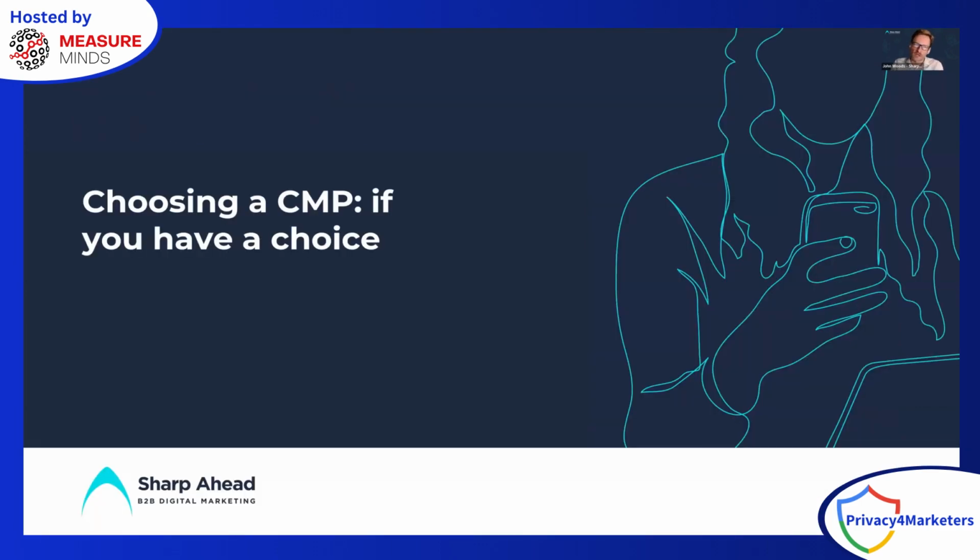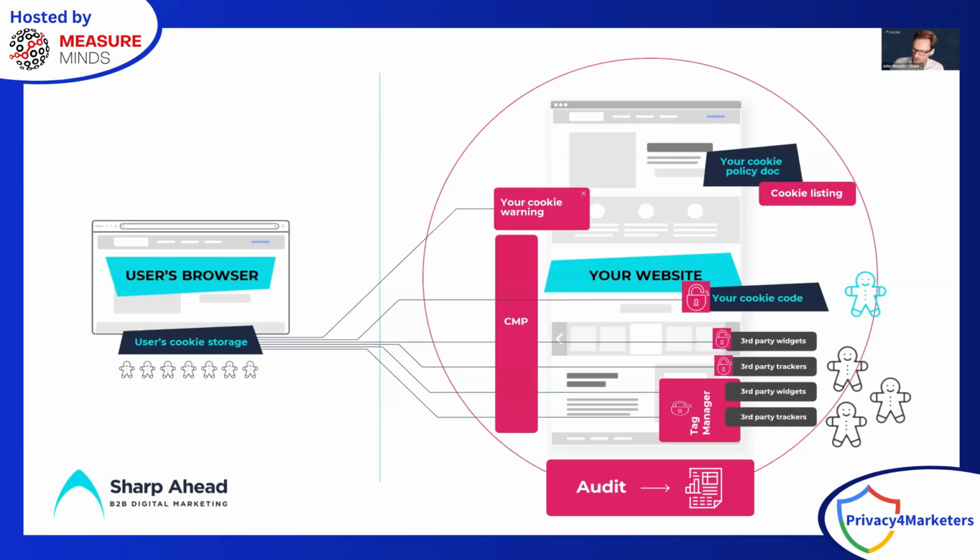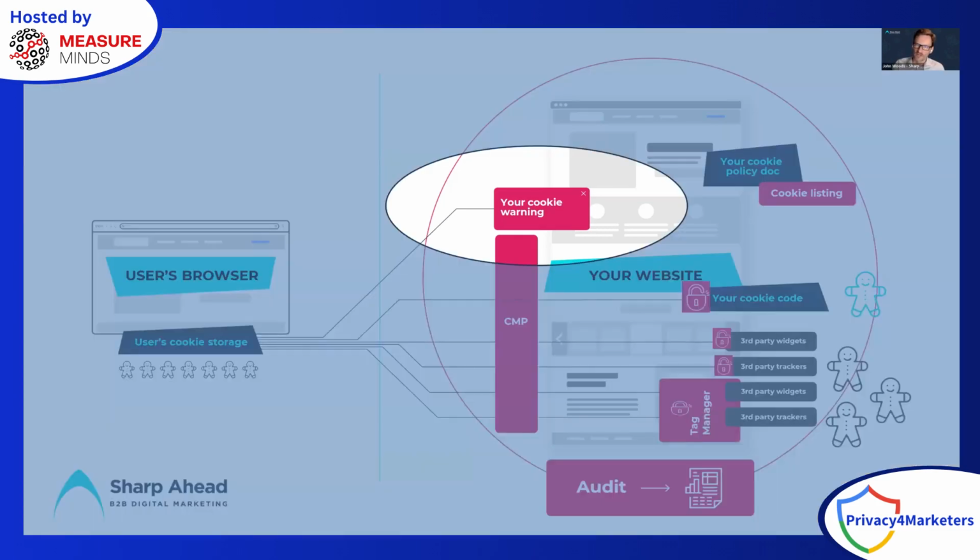So assuming you have a choice, nobody's imposed a choice on you, what are the things that you should be thinking about in choosing a CMP? I'm going to start by looking at the user experience considerations. What I mean by that is the consent banner that a user interacts with when they come to your website. That's going to be provided and managed by your CMP. What are some of the things you should think of there?